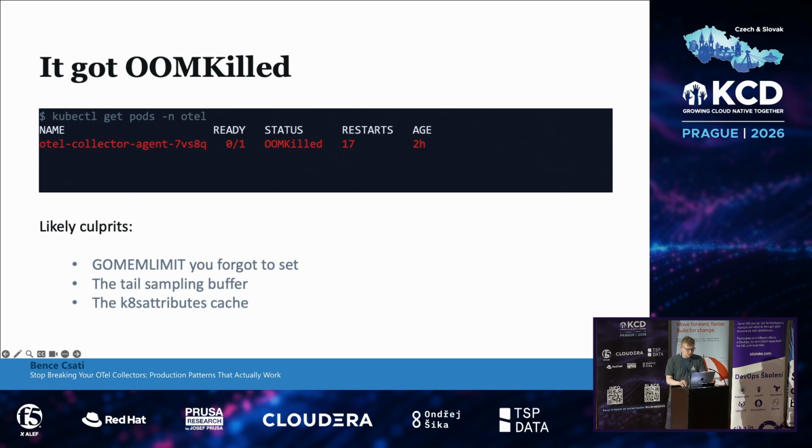And obviously, you have your enrichment and other processors that build up a lot of cache along the way, like Kubernetes attributes, and also tail sampling, when it needs to cache or buffer a lot of those traces before constructing the whole thing again, and sampling goes along the way.